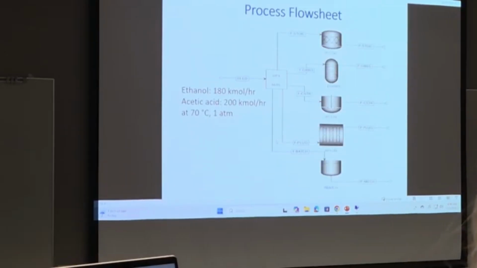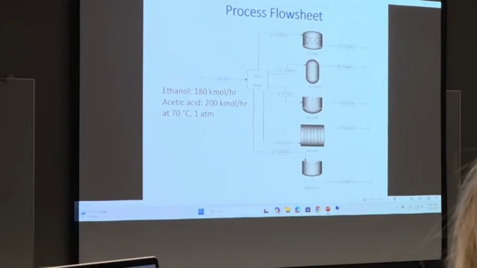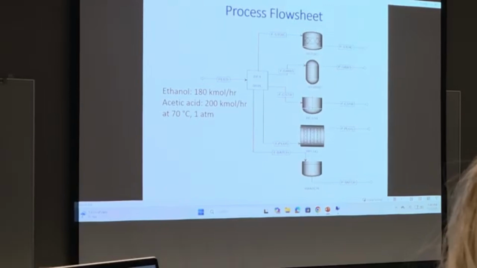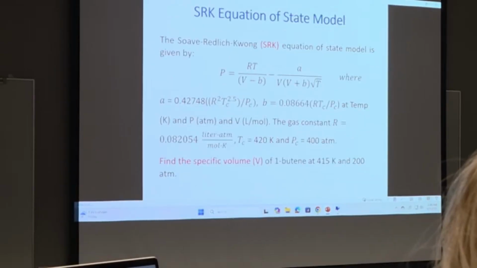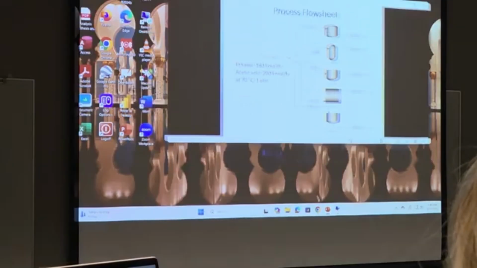Okay, is it clear? The process flow sheet looks simple. We have ethanol and acetic acid, and then we are going to use 5 different reactors to produce ethyl acetate. And the byproduct is water. And if time allows, maybe we can look at this SRK equation of state model, how to find the specific volume of 1-butene at 415 K and 208 K if time allows. But let's look at these reactors first.